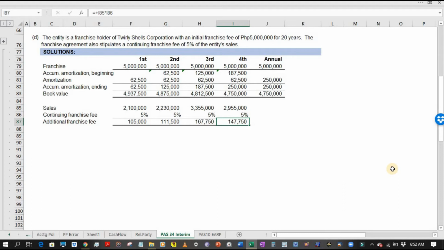So let us proceed with the annual continuing franchise fee. Of course this will be cumulative, which will cover 12 months. So the 12 months sales of the entity is 10,640,000 pesos multiplied by 5%. So the continuing franchise fee, which is an expense account that will appear in the income statement for the year, is 532,000 pesos, which is the total of the franchise fee recorded in each of the quarters.